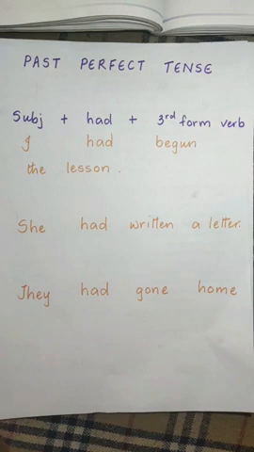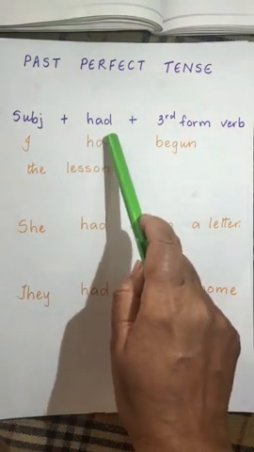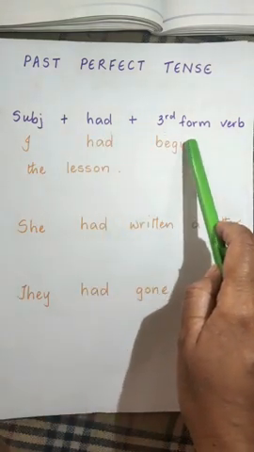So I'm sure by now you all know how they are formed and how they are changed into the declarative, negative, interrogative, information question, etc. So first let's look at the structure, at how the past perfect tense is written. Here I have written subject plus had plus third form of the verb.